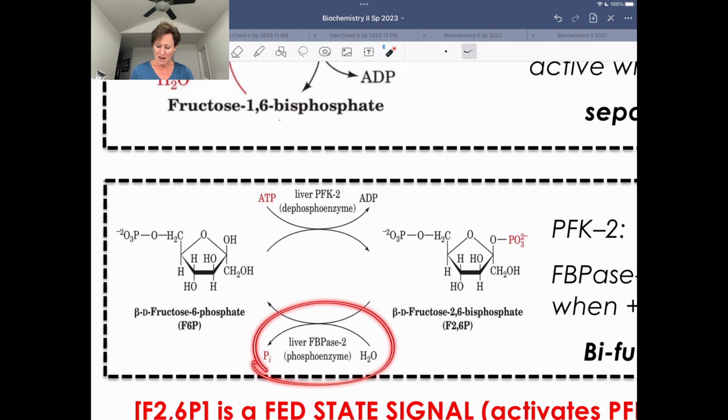Okay? When it's in its phospho state, it's actually going to be activating its phosphatase activity. So it's going to be taking F26P and making it back into F6P. And we're going to talk on the next slide about how, when F26P levels fall, that means we're going to be upregulating gluconeogenesis, not glycolysis.